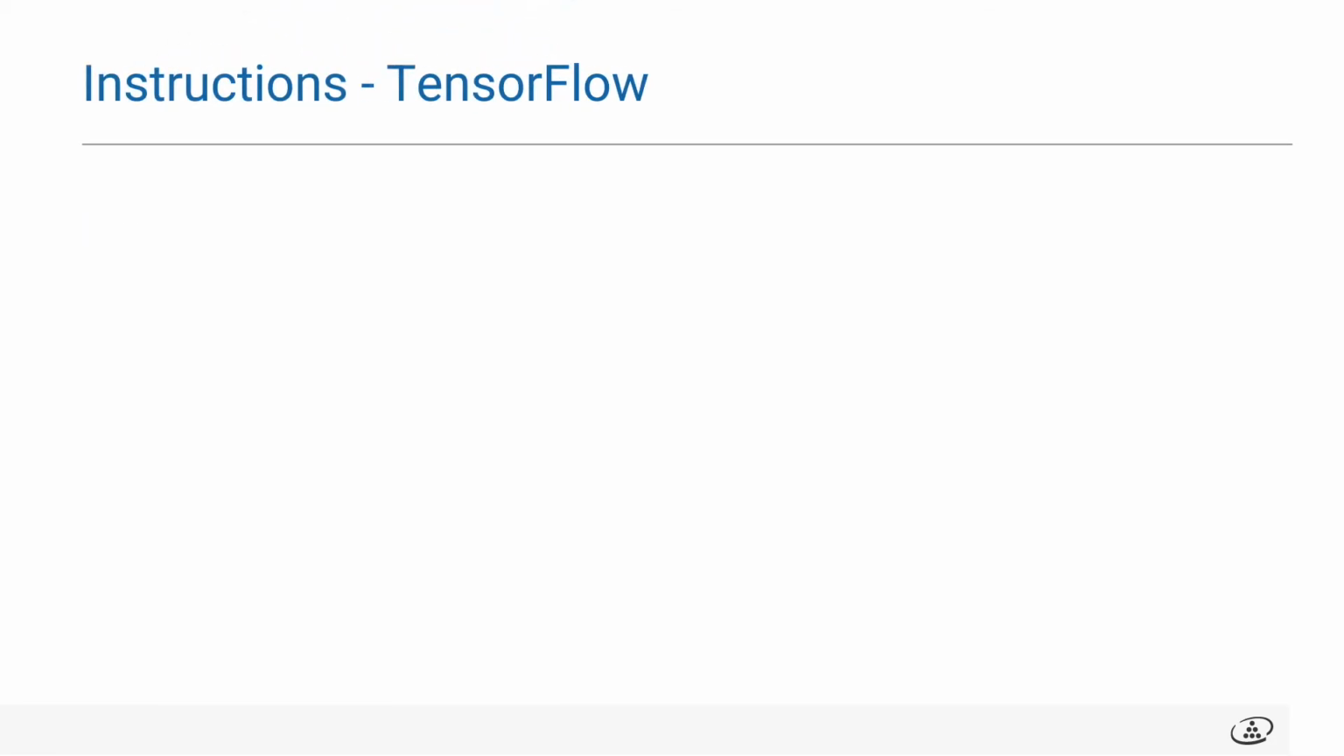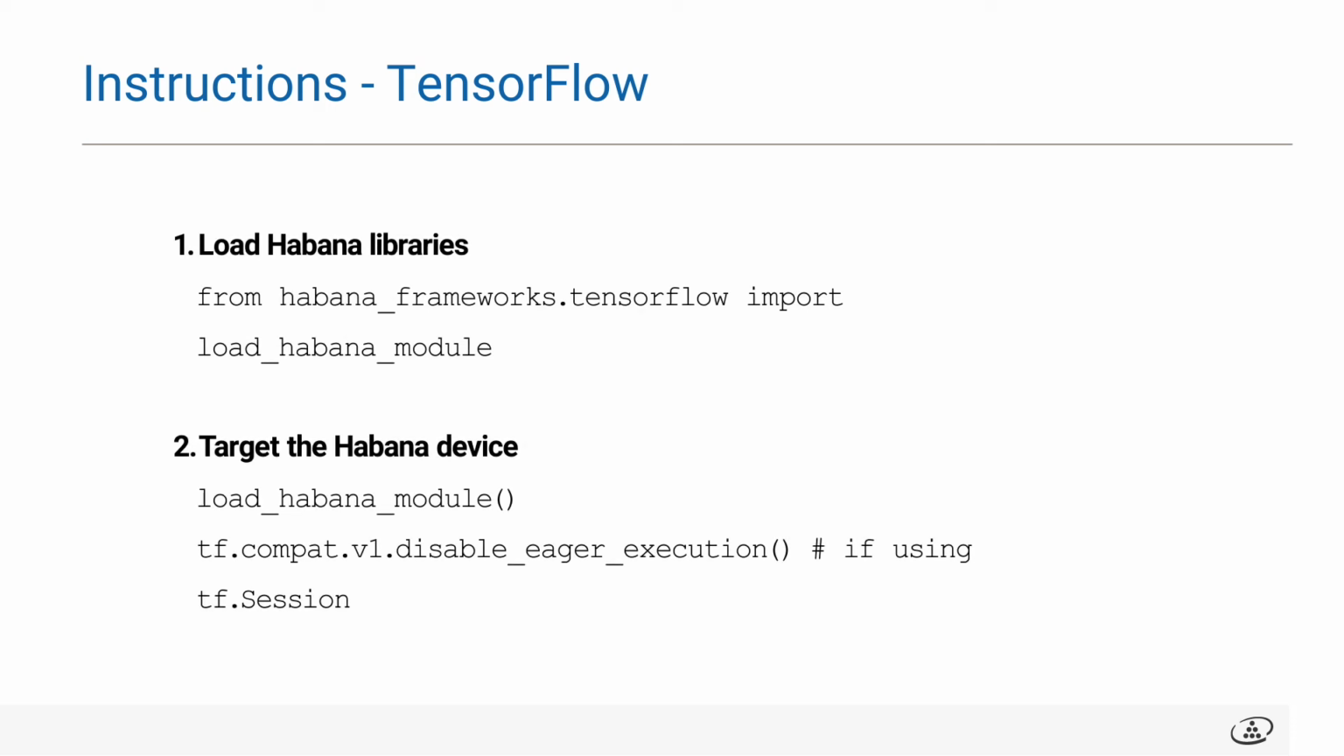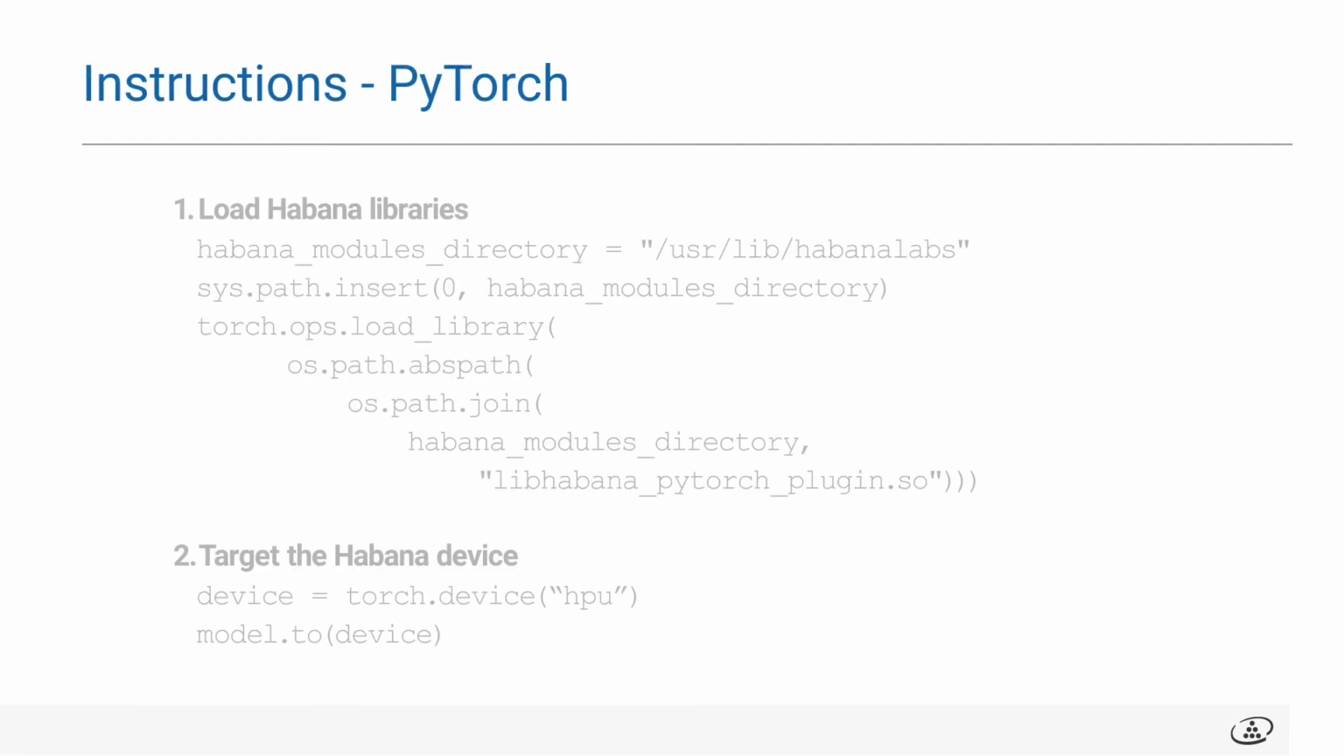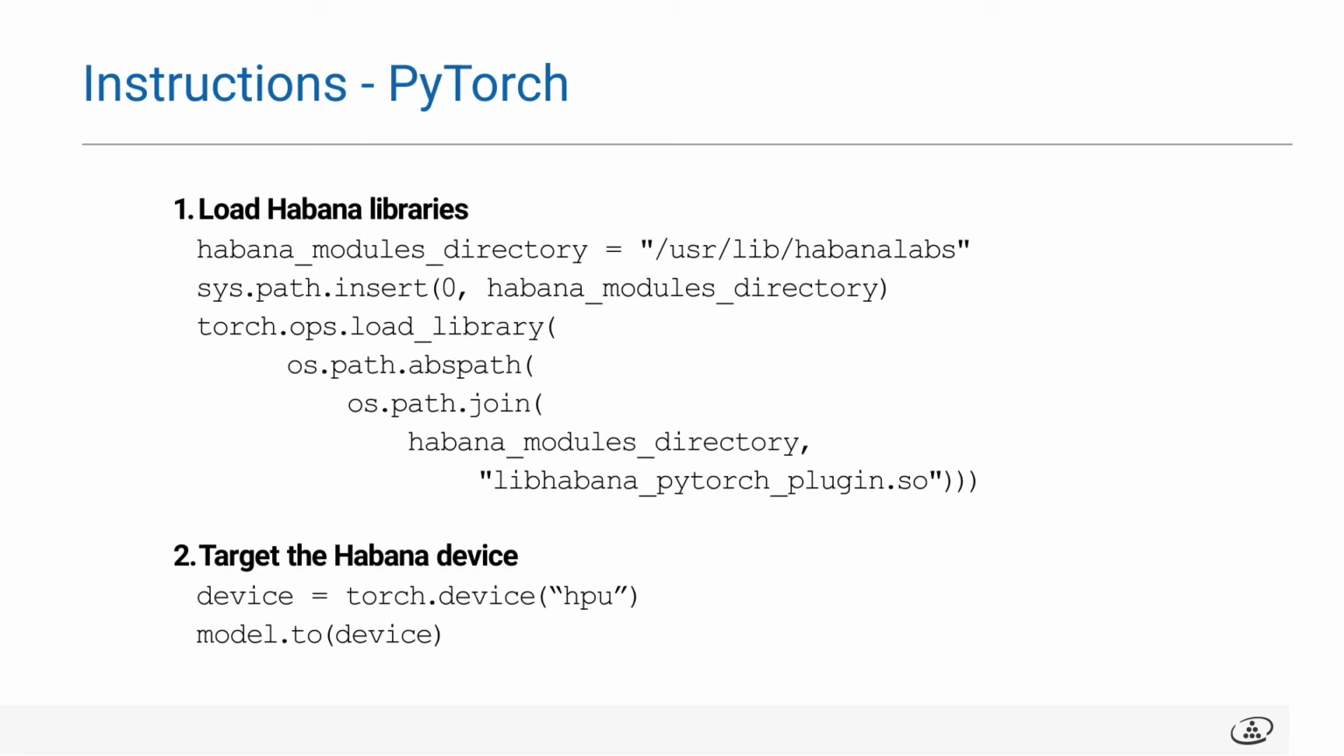For TensorFlow, you have to import the load Habana module function and then call it to target the Habana device. Disabling eager execution is recommended for scripts using tf.session. Otherwise, it is optional. For PyTorch, you have to load a library explicitly.